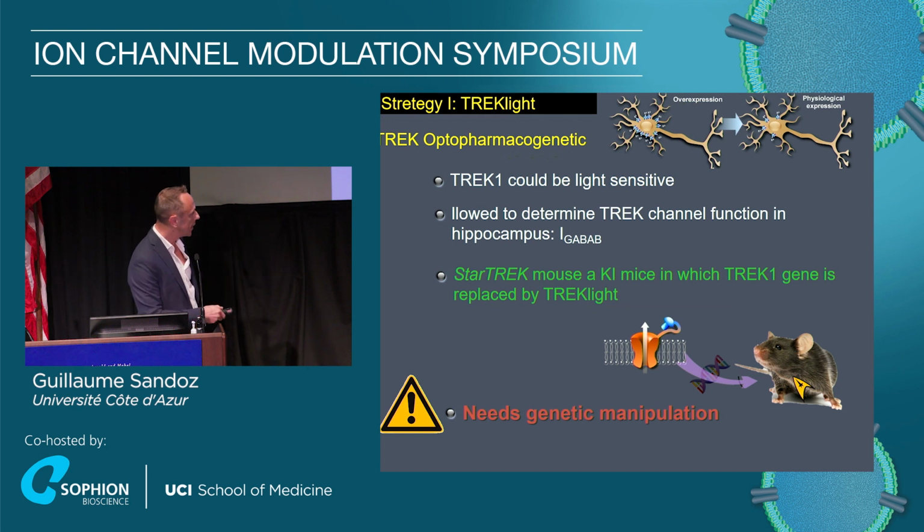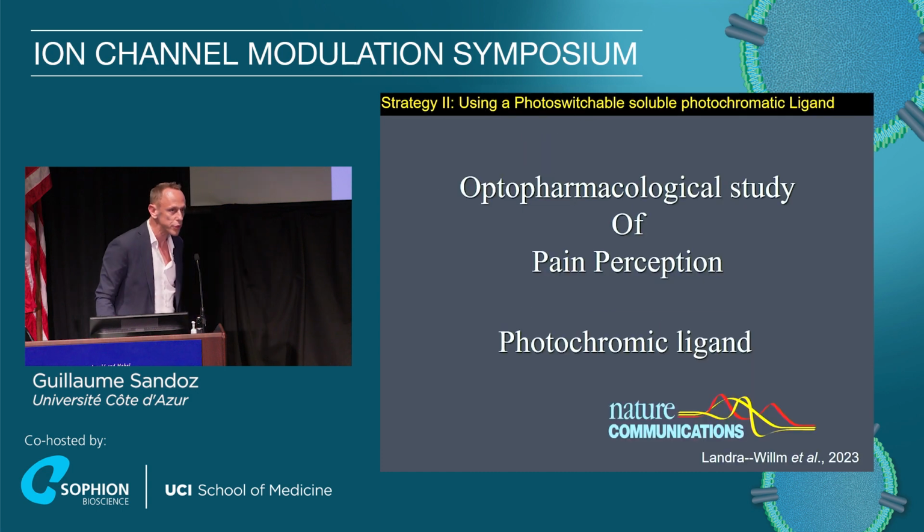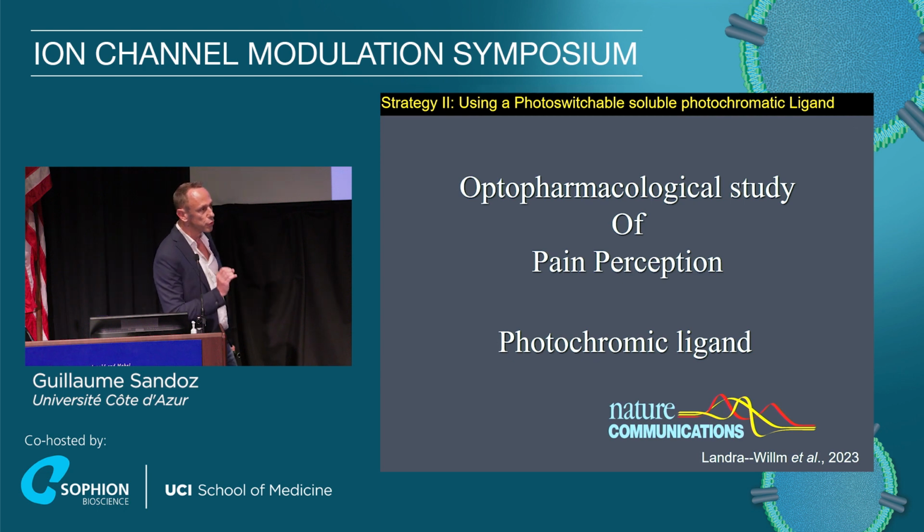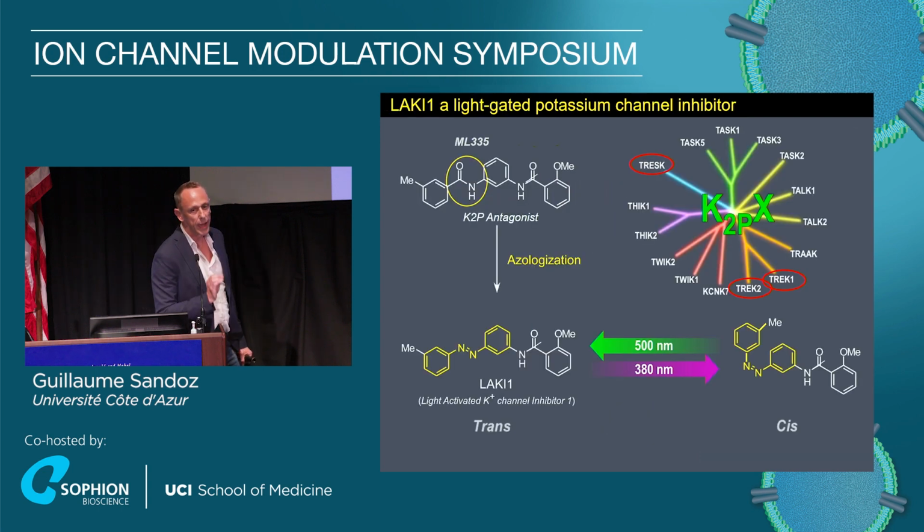This strategy is really nice, but as you see, you need a genetic manipulation, and it's long and costs a lot of money. This is the reason why we have decided to develop another strategy. We have decided to use a photochromic ligand, meaning we have to use a ligand which is soluble. But to use this technology, first of all, you need to have a ligand that you know will bind on the channel under investigation.